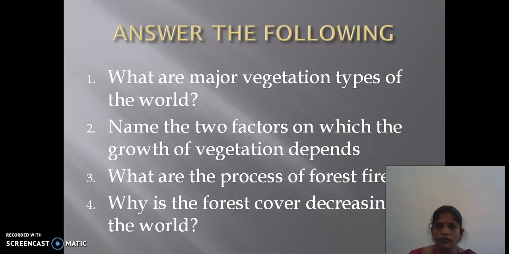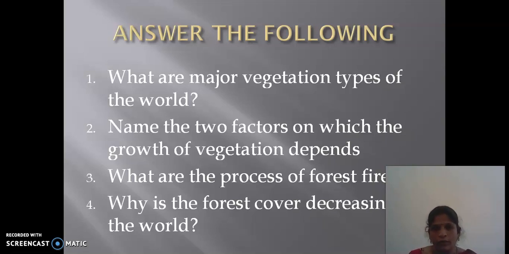Then name the two factors on which the growth of vegetation depends. That is relief and climate. And we can say, land, soil, precipitation, temperature. These are the main factors. Here they are asking, name the two factors. That is, you want to say relief and climate.